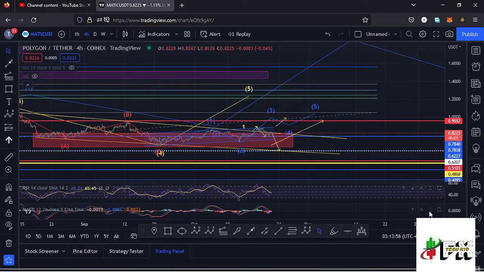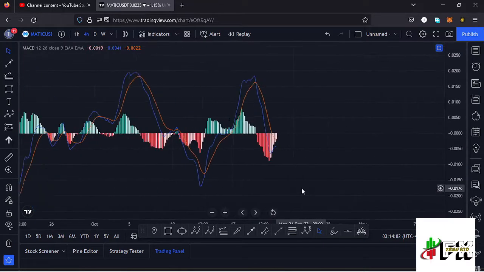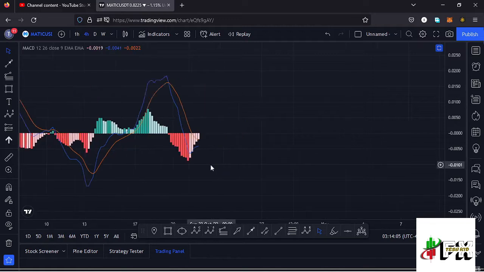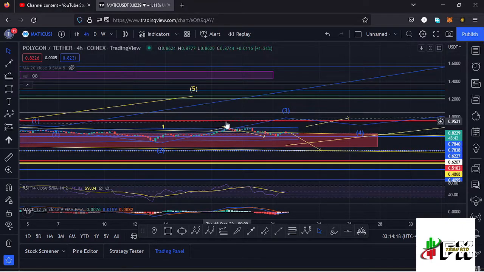Also taking a look at the MACD, on the MACD we had printed a bearish crossover here, but from what you can see over here, we are losing the volume, and that would mean soon we might be printing a bullish cross, and that would mean higher prices could be coming our way. So let's be patient and see how that plays out, and I'll keep you updated.